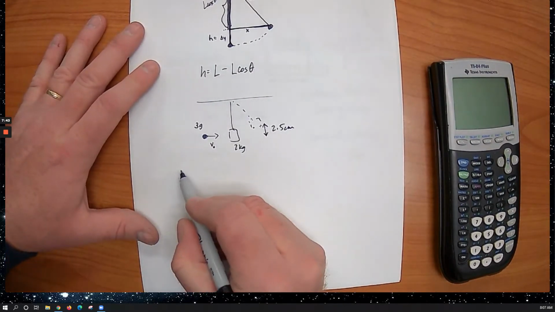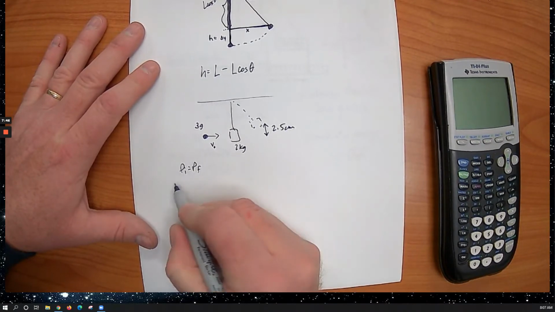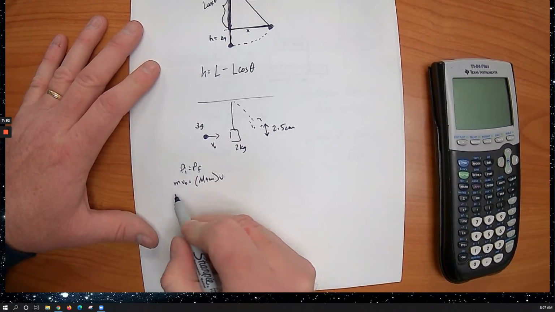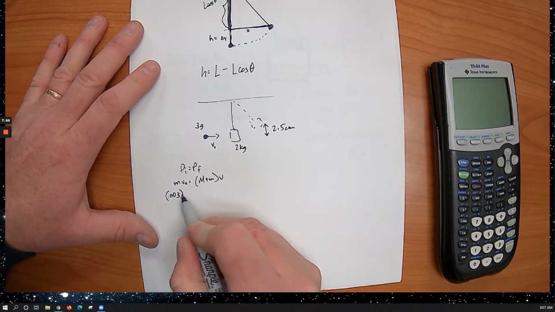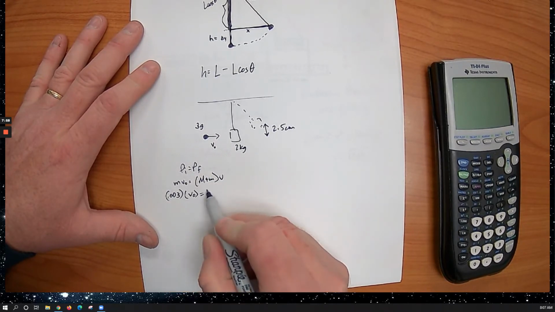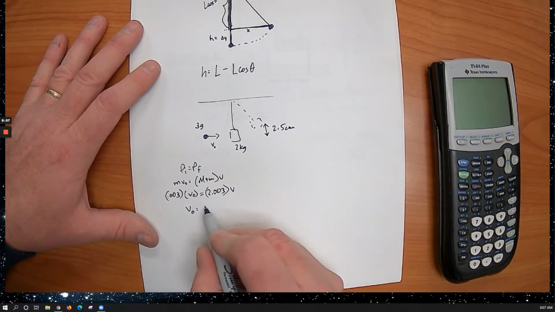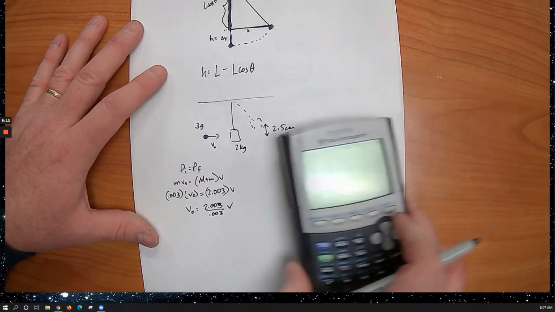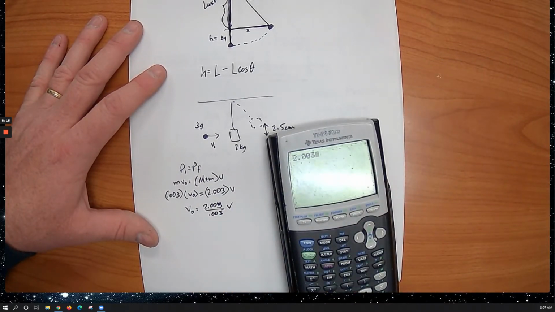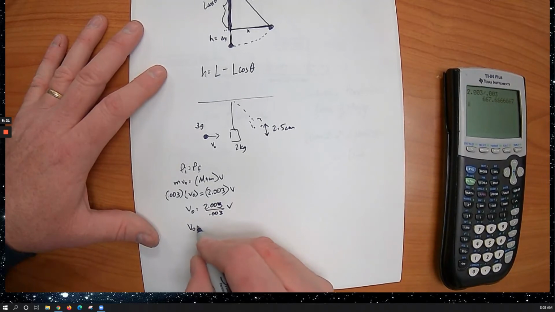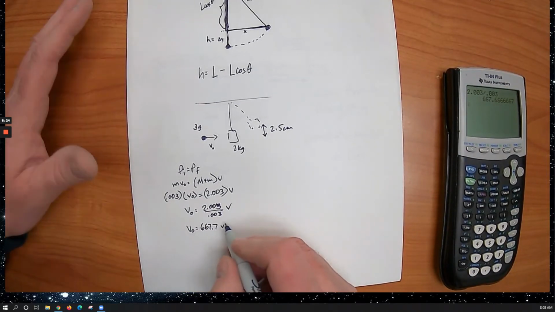So for the collision, P initial equals P final. That's going to be m v initial equals big M plus little m times v final. So that is 3 grams, so 0.003 kilograms, times v naught, which I don't know, equals m plus M, that's 2 kilograms plus 0.003, 2.003 kilograms times v final. Okay, so v initial equals 2.003 over 0.003 times v final. I can go this far if I want to, and I get 667.7. So v initial equals 667.7 times the v after impact.